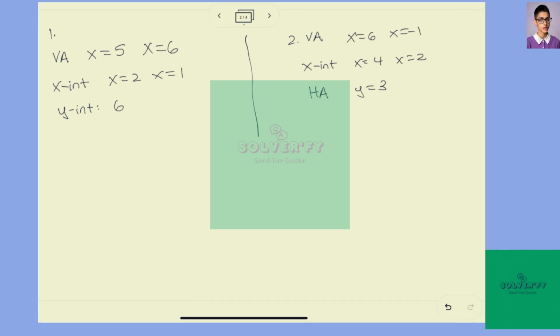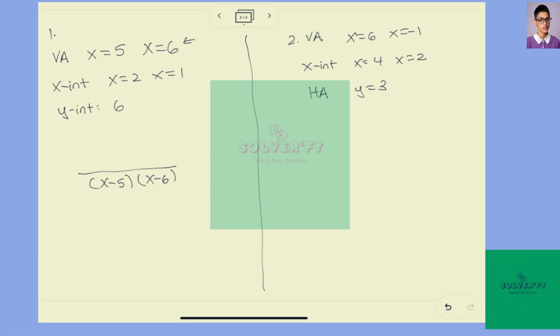I'm going to write an equation of a rational function. So in number 1, vertical asymptotes tell me what values I need to make my denominator 0. So if x equals 5 is a vertical asymptote, x minus 5 must be a factor in my denominator. If x equals 6 makes a vertical asymptote, then x minus 6 has to be a factor in my denominator.